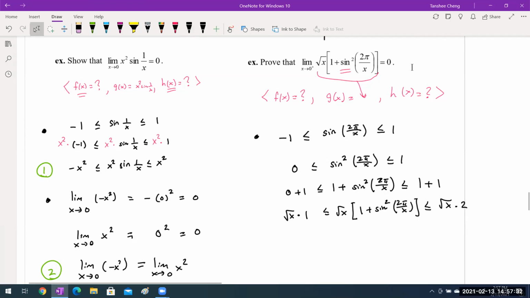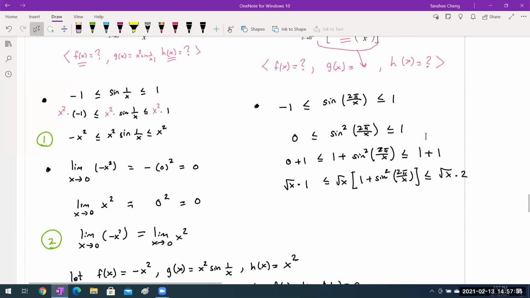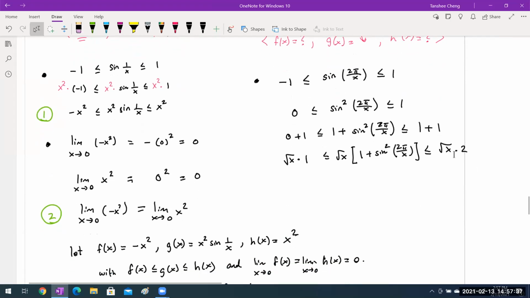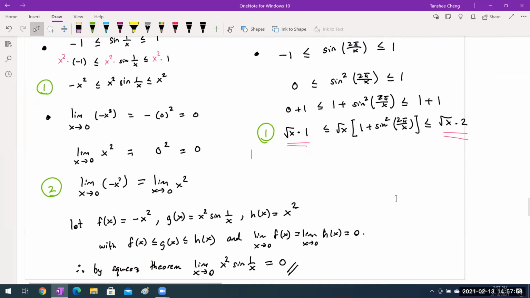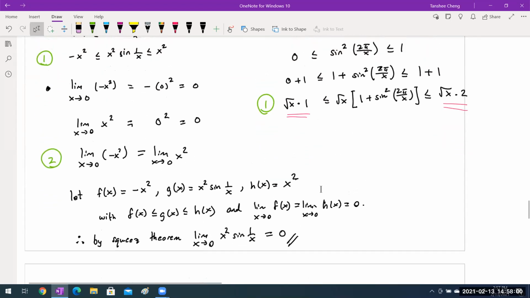So now this allows us to see our lower bound and upper bound functions, which are square root of x, and then 2 times square root of x, our lower bound function and upper bound function. So this is criterion 1 that we want to look for. Now criterion 2 that we want to look for is looking at the limits. Are the limits going to be the same or not?